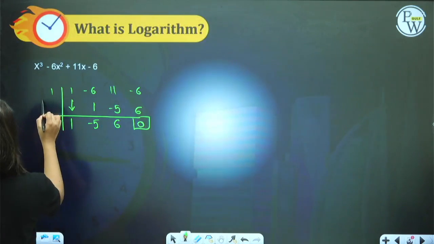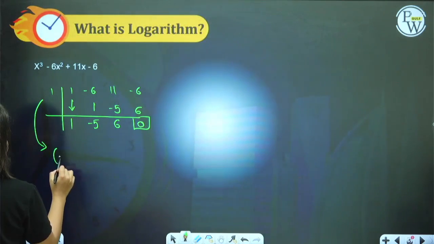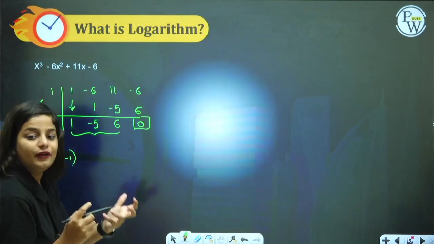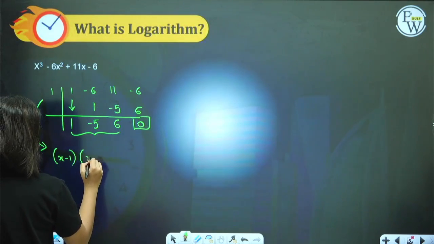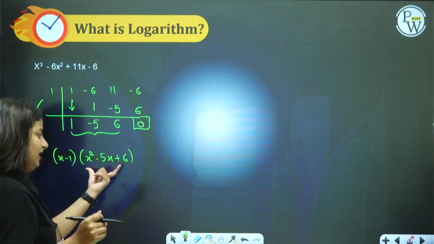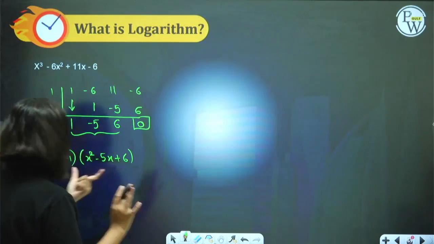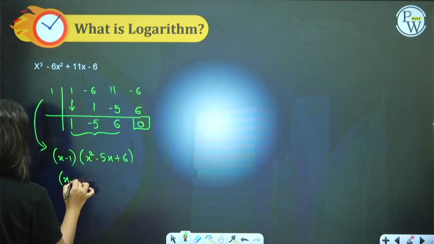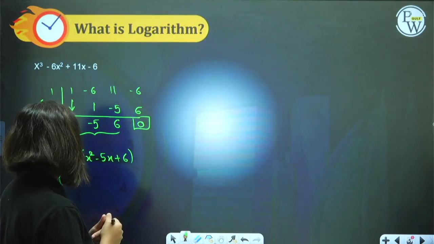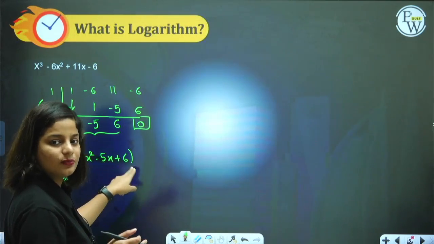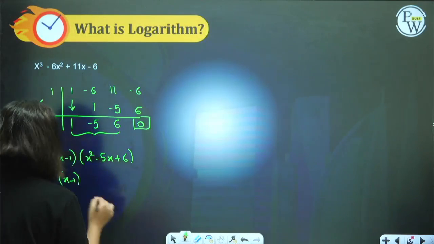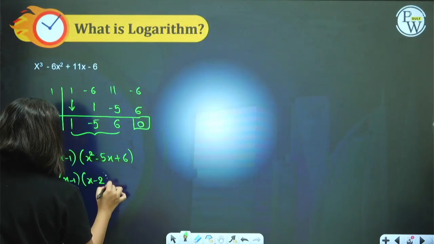Why not utilize it? Next, this one should be written in a bracket like this. And these three terms will form a quadratic equation: x square minus 5x plus 6. Well, this can be factorized, isn't it? X minus 1. Should it be 2 threes are 6, minus 2 minus 3, minus 5, minus 2 minus 3 plus 6, and 6 ones are 6. Right, it should be minus 2 minus 3. The factors are minus 2 and minus 3.